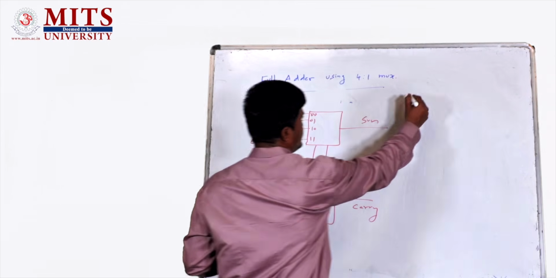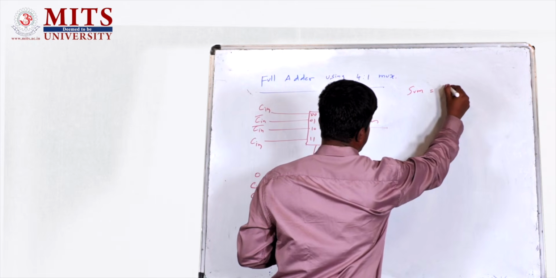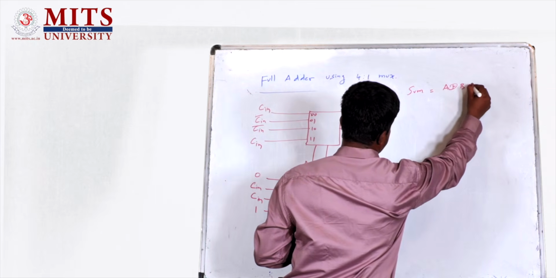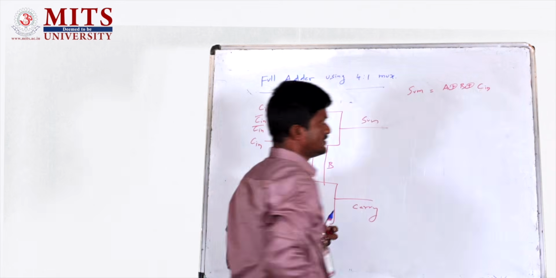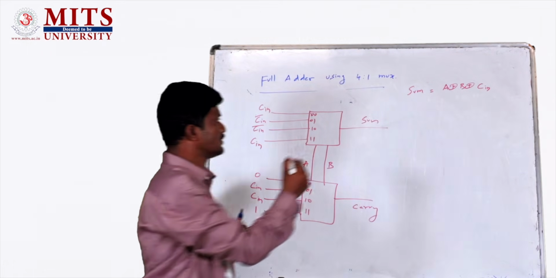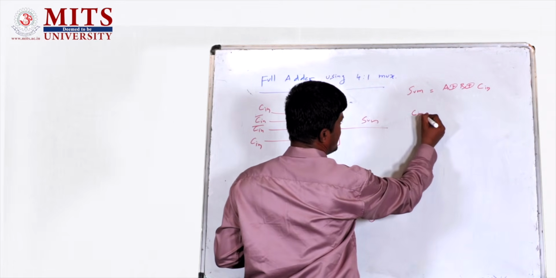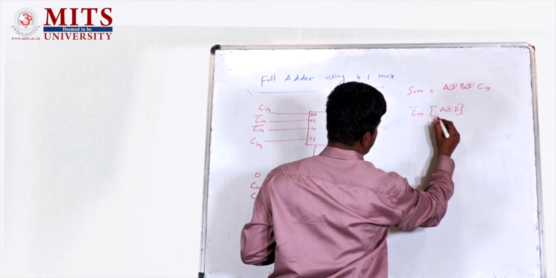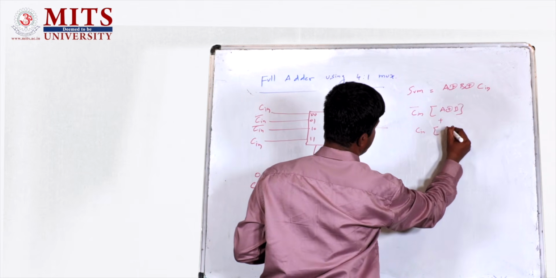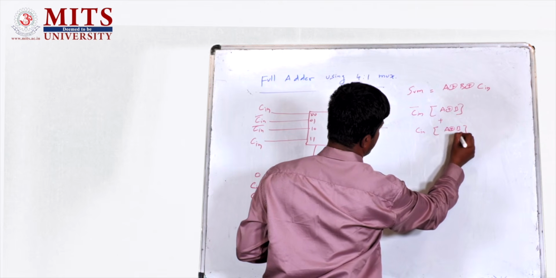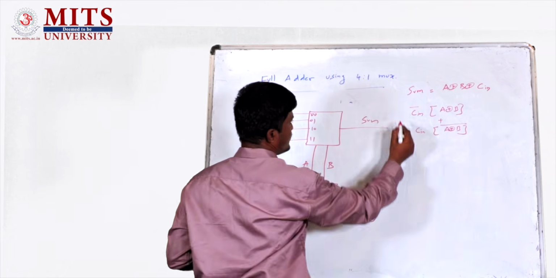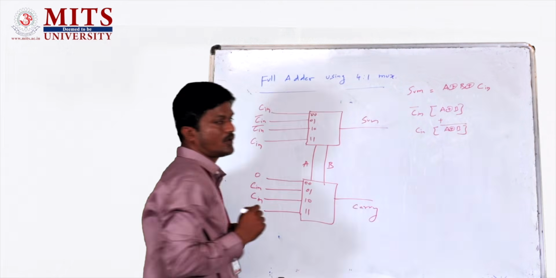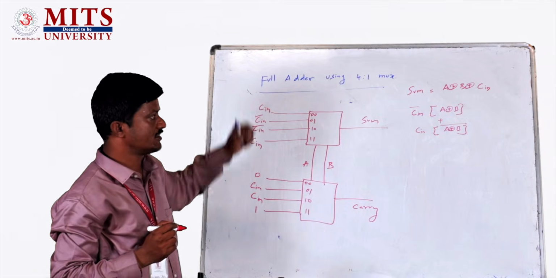The well known sum expression for full adder is A exclusive-OR B exclusive-OR C. You can expand it, so you get Cin bar into A exclusive-OR B plus Cin into A exclusive-OR B whole bar. This will be the expression of sum. Now we can verify whether we can get it or not.